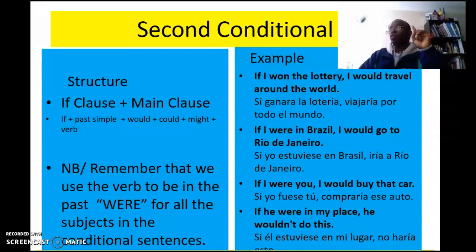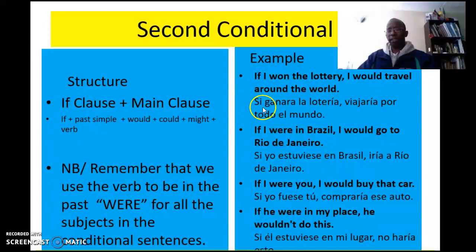Something else that we need to note on these conditionals, second and third conditional, is that despite that we have the verb to be as were and was for different subjects, when it comes to the second conditional, we do use were for all the subjects. It doesn't matter that we normally say I was. No, in the conditionals we use: if I were, if you were, if she were, if he were, if it were, if we were, and if they were.